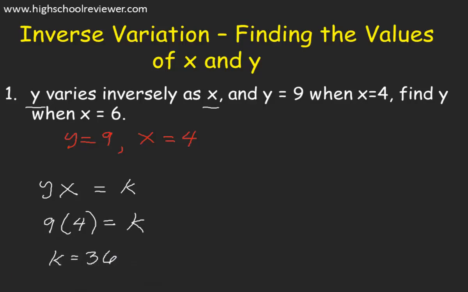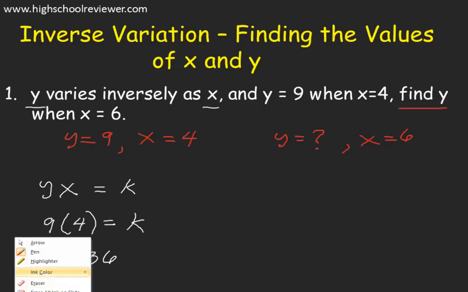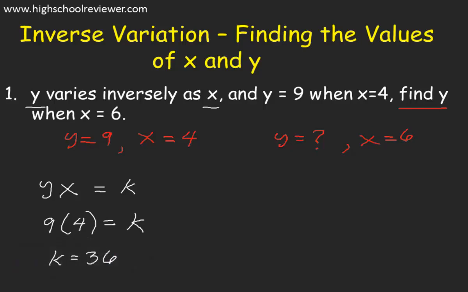Our second value for y. So our y here is an unknown since we are going to find y. So y here is the unknown when x is equal to 6. We are going to use the same equation, and that is yx is equal to k. Our y is unknown and our x is 6, so that is 6y equals, our k is 36.